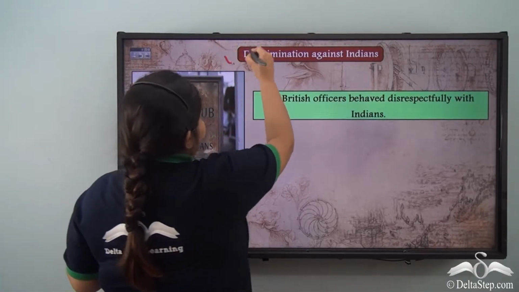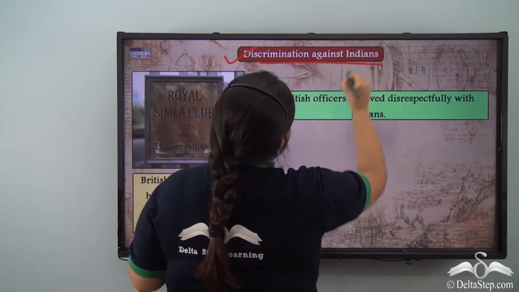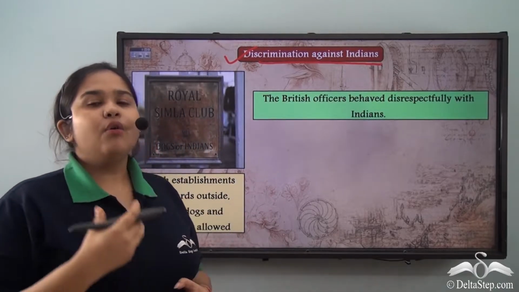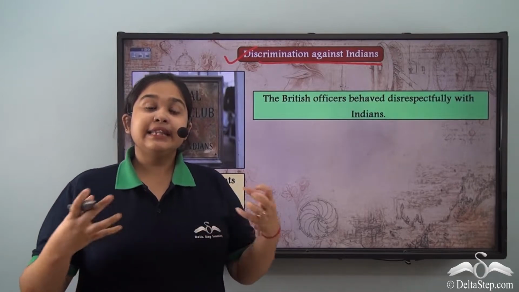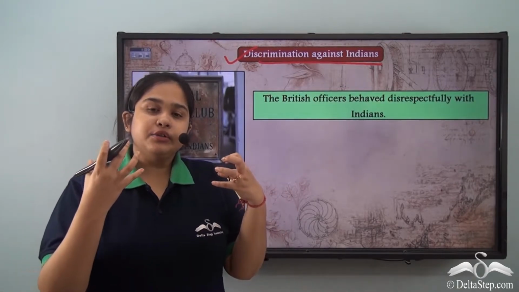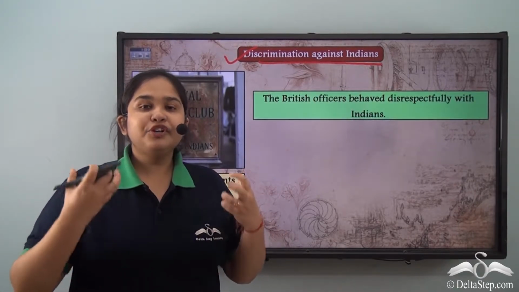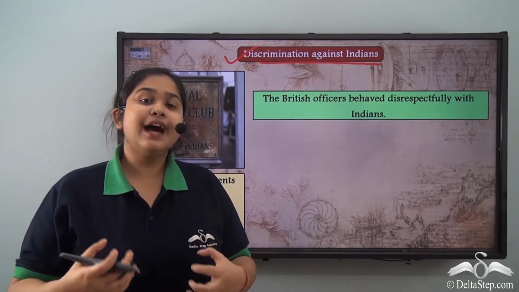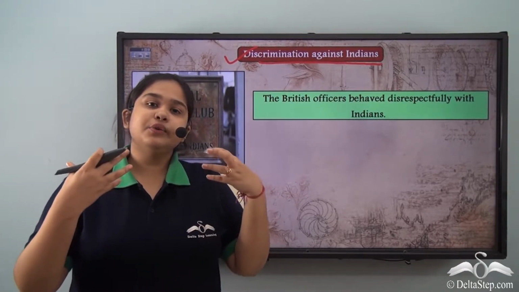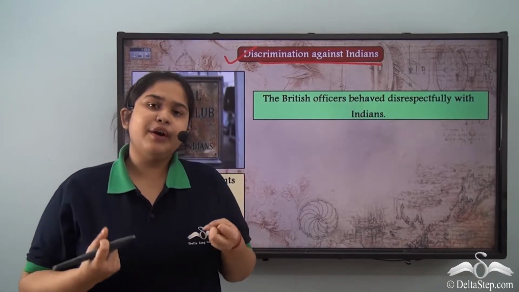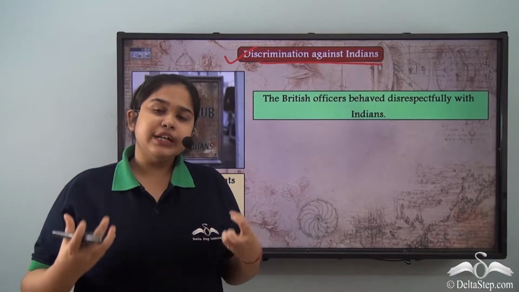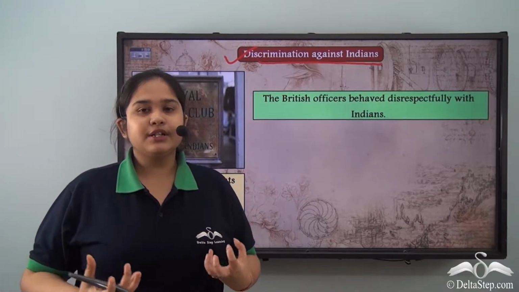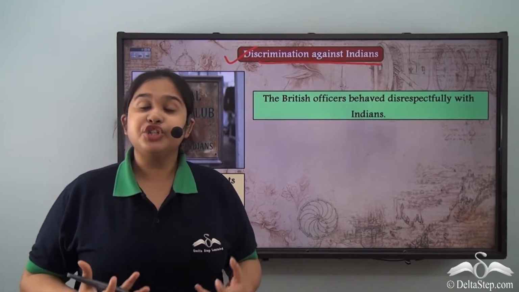The first factor was the discrimination against Indians. Now, when the British colonizers came into India and took India as a colony, at that point of time itself they had the sense that Indians were uncultured and did not have any sense of civilization. So Indians were more often than not looked down upon racially as well.